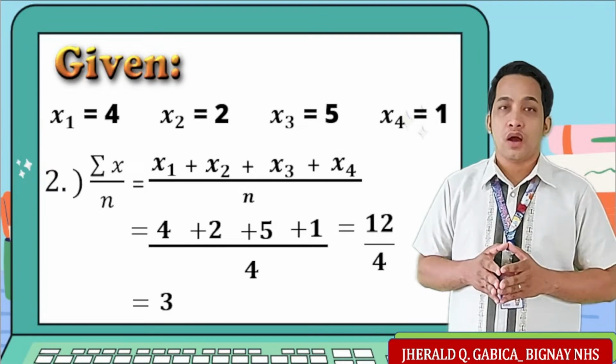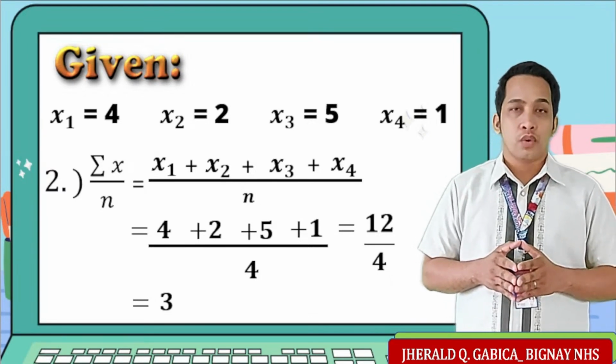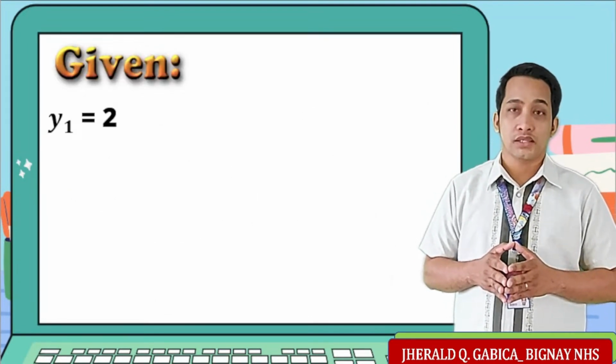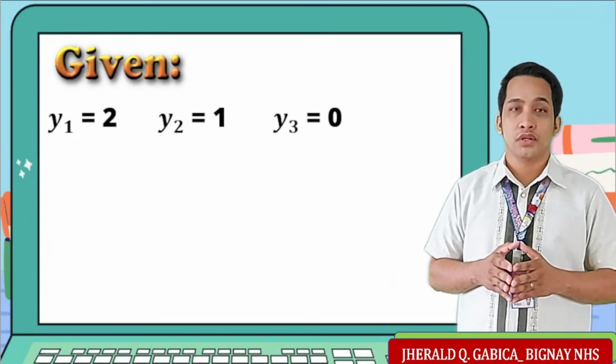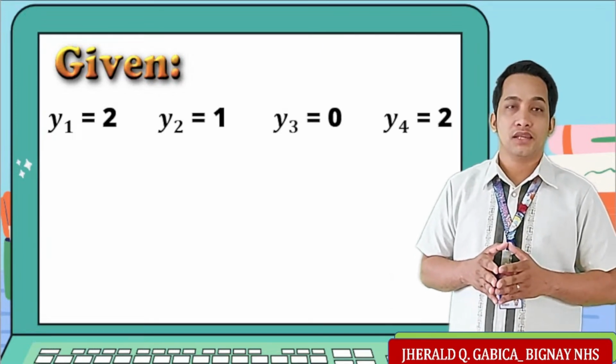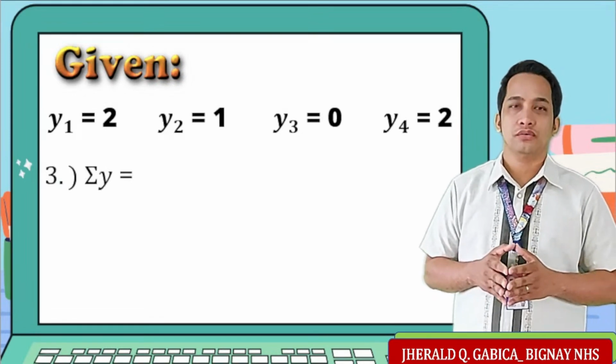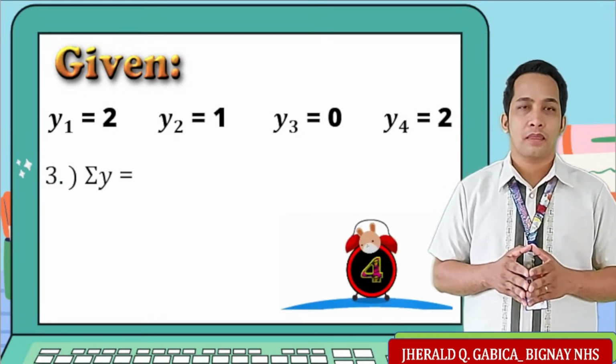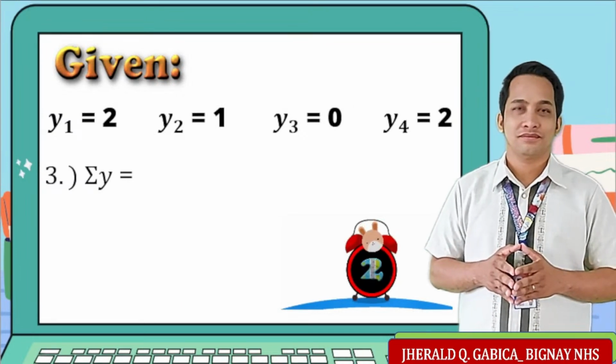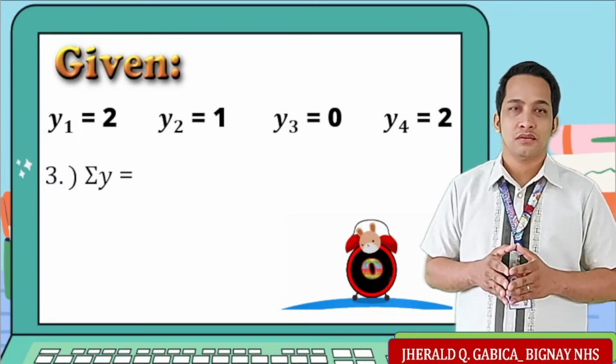Next, we have the given y sub 1 is equal to 2, y sub 2 is equal to 1, y sub 3 is equal to 0, and y sub 4 is equal to 2. Find summation of y. 5 seconds. Go. 5, 4, 3, 2, 1.